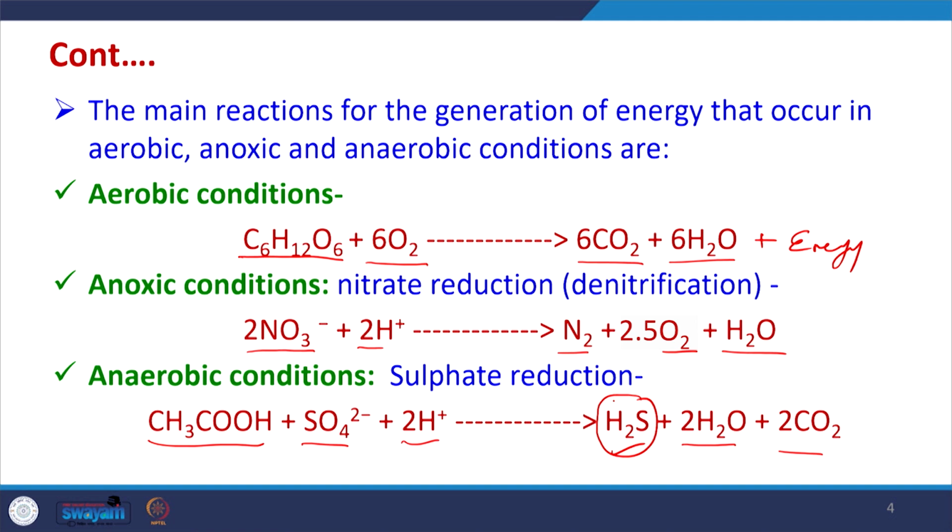Under sulphate reduction condition, we have H2S which is getting produced, and we can smell the odor from a distance also when the anaerobic conditions are prevailing and when the strict anaerobic organisms are working for generating energy. Similarly, under aerobic condition we get CO2 and H2O mainly, plus energy. So, these are the main reactions which occur for the generation of energy inside various aerobic, anoxic or anaerobic conditions.